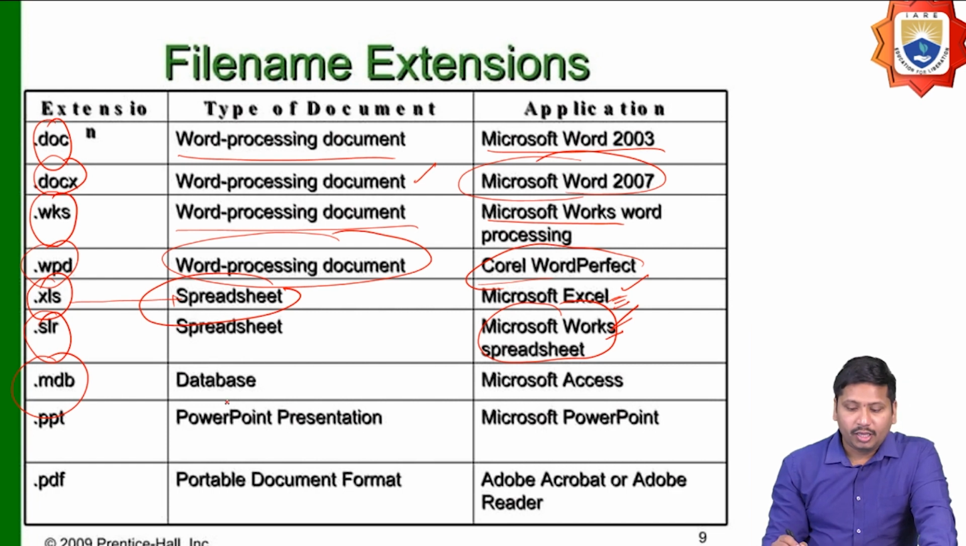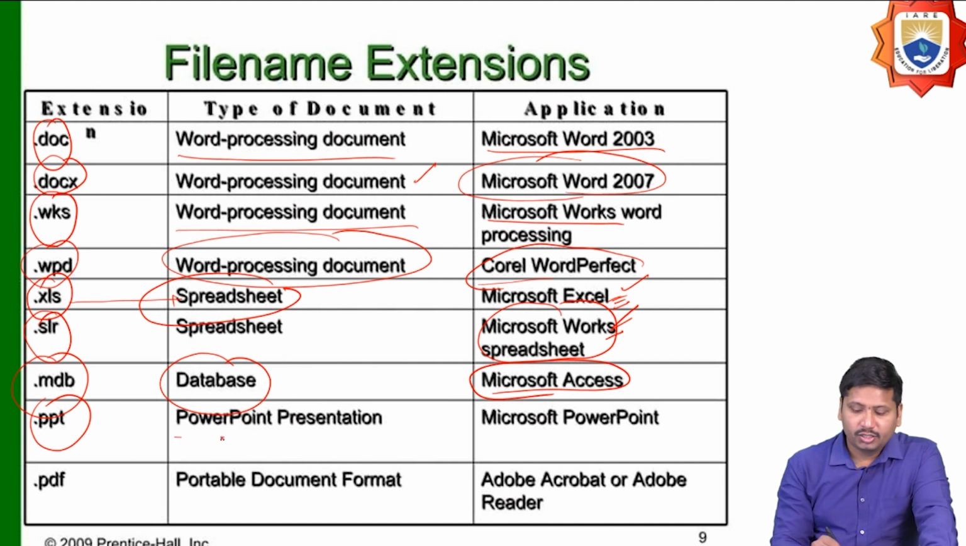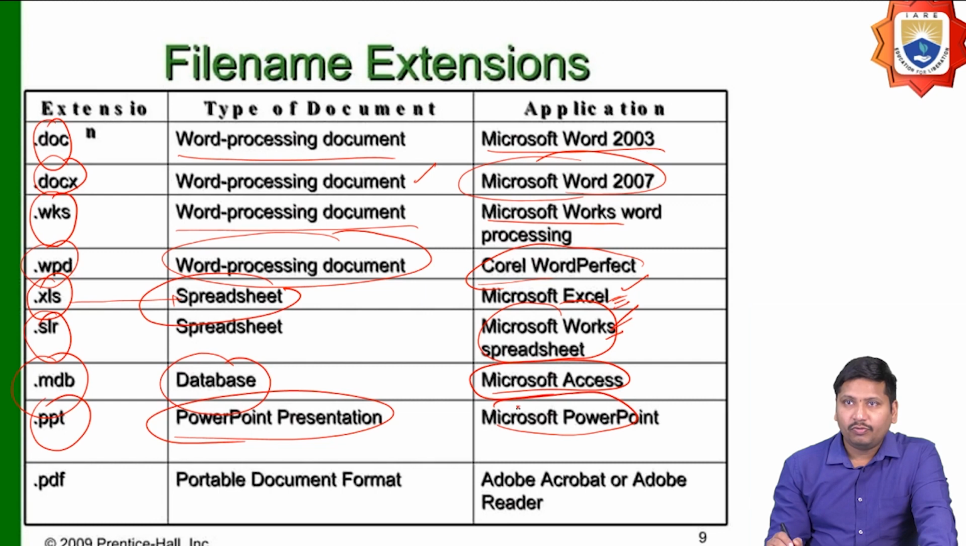And .mdb is another file extension that is going to be used for the database, and the application is Microsoft Access. And .ppt is another file name extension that is going to be used for PowerPoint, and we can go for the application of Microsoft PowerPoint.